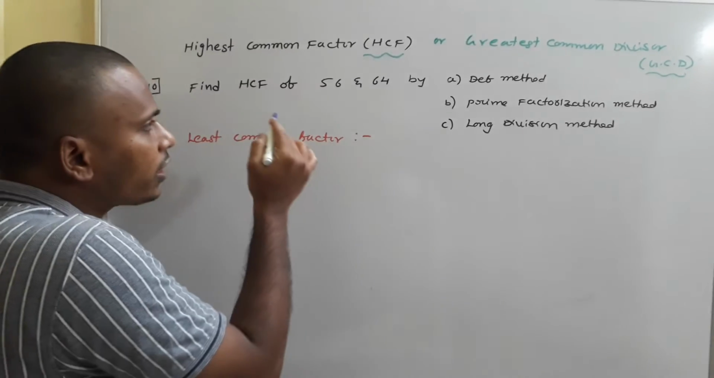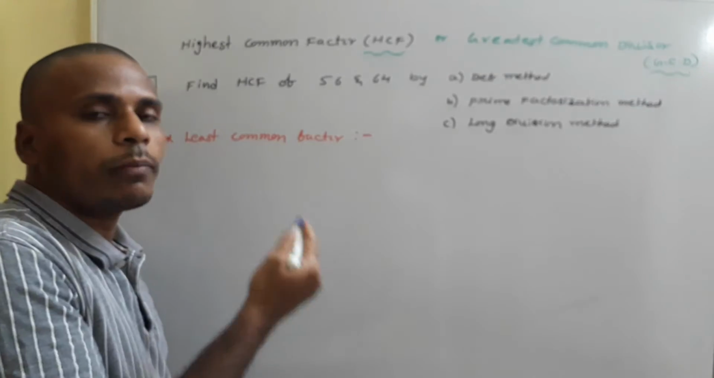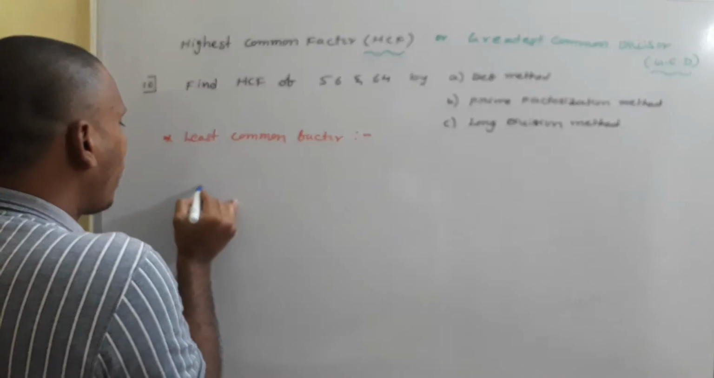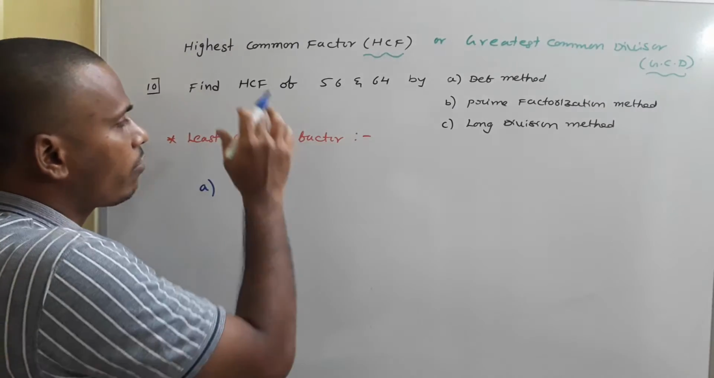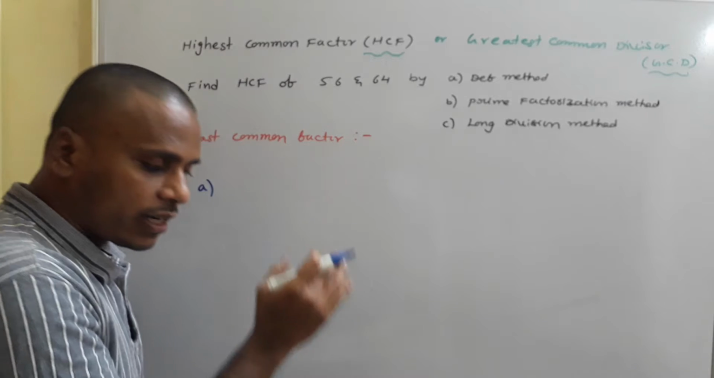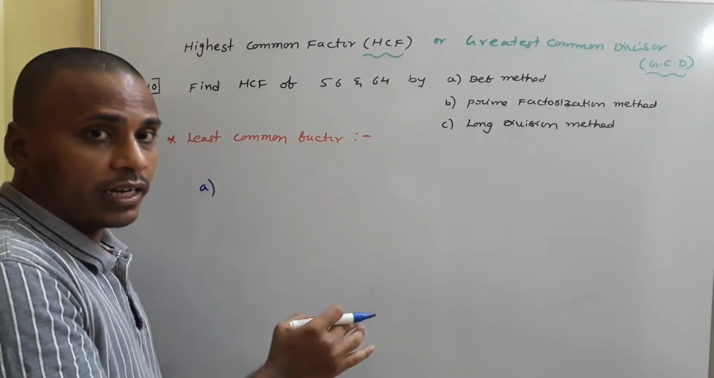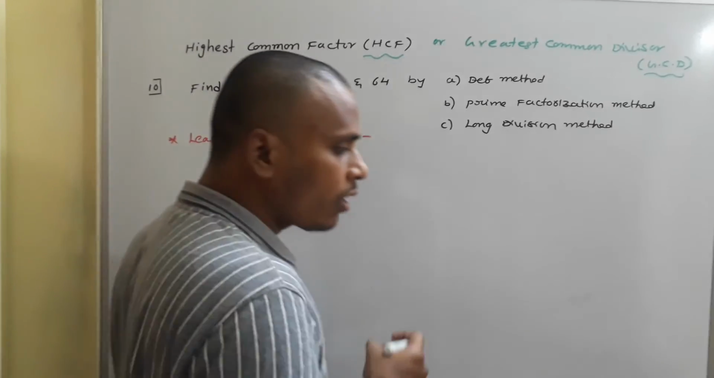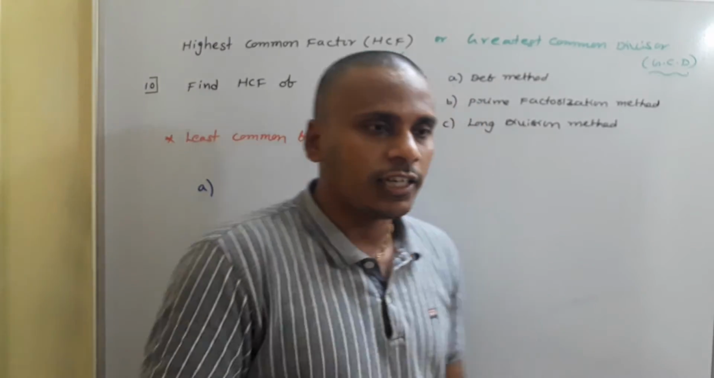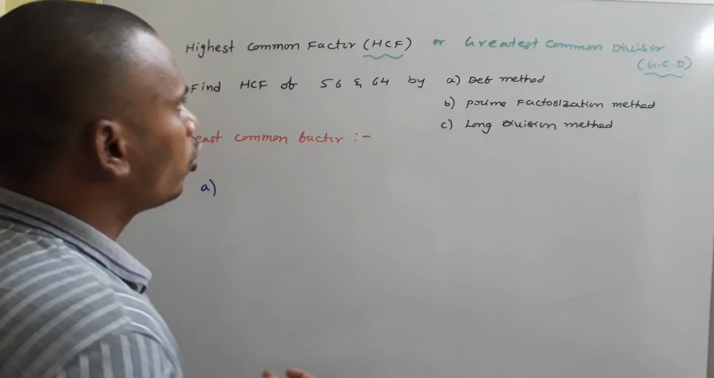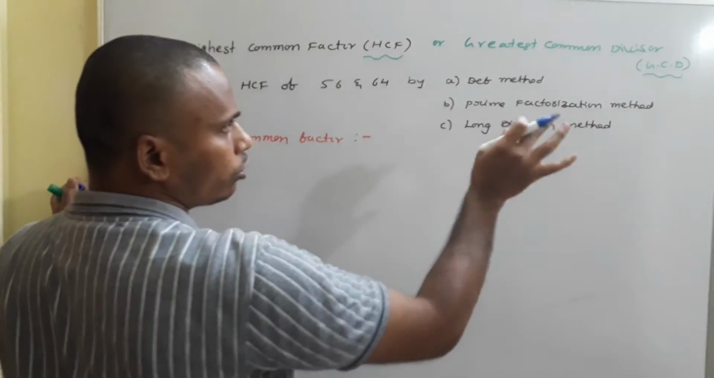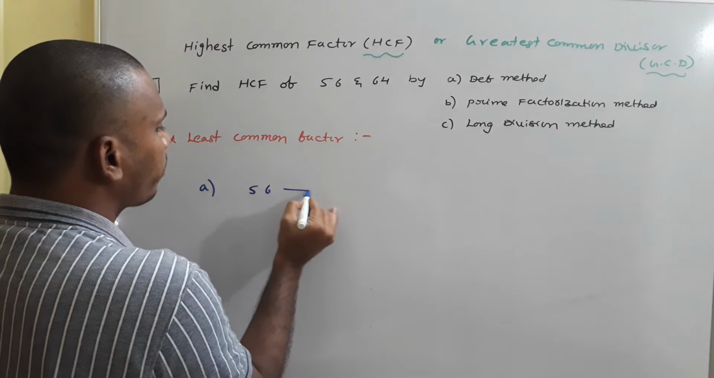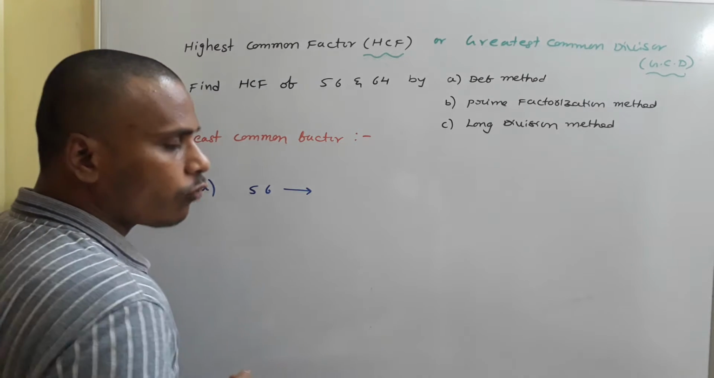The definition method in the sense we need to follow the basic definition. What is that? Highest common factor. Factors, common factors, and among those common factors, we need to identify the highest or greatest number, and that is considered as GCD or HCF. We know that factor and divisor both are the same. So 56 is a number, and we need to list out the factors of 56.